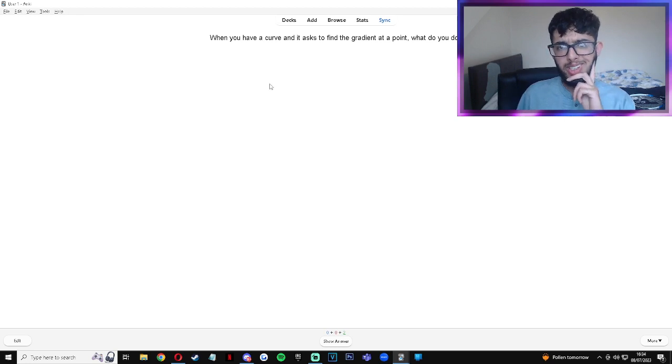Okay, so if we open Anki again, if we go to general study: when you have a curve and it asks to find a gradient at a point, what do you do? Do you just divide the y coordinate of 2 points and the x coordinate? I think that's pretty much what I used to do. I think I would just find the y coordinate, find the x coordinate, and I would divide them. I don't know, I can't remember that well. Okay, and I made this same mistake like 6 times over. Every paper I'd make the same mistake, and it kept messing me over.